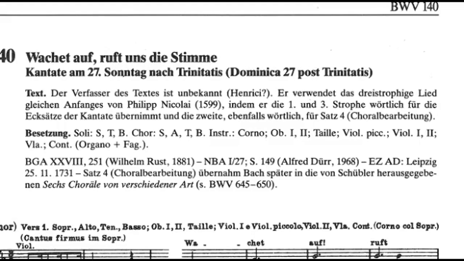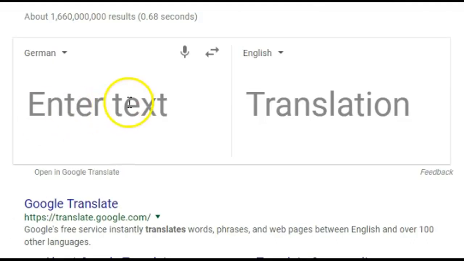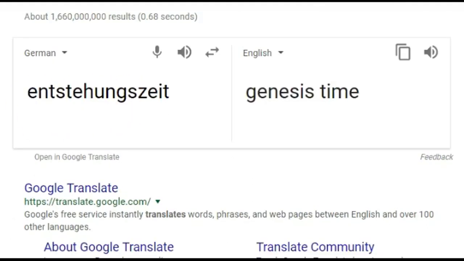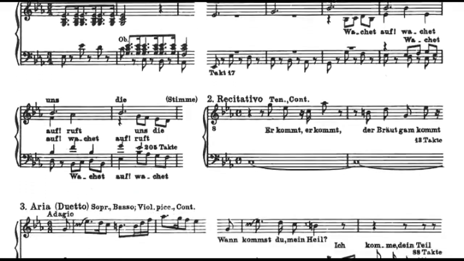Next, the date and place of composition. Here, EZ stands for Entstehungszeit, which means, more or less, date of creation. Next, a section showing musical incipits of each movement.